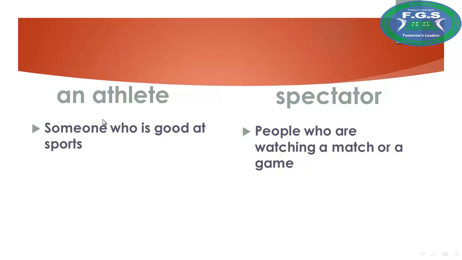An athlete. An athlete is someone who is good at sports. Of course, he always practices, and he is an athlete. His body is good, like bodybuilding. An athlete, sportsman, someone who is good at sports.